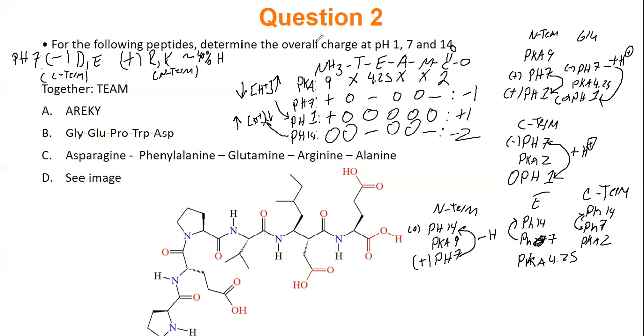All right, so you've seen the system that I use. Are there any questions right off the bat about how I did it? If not, or if you do, you can continue to type. But let's see if you can figure out the charges of ARCHI, glyglupro-trip-asp, asparagine, phenylalanine, glutamine, arginine, and alanine, and this picture I have below.